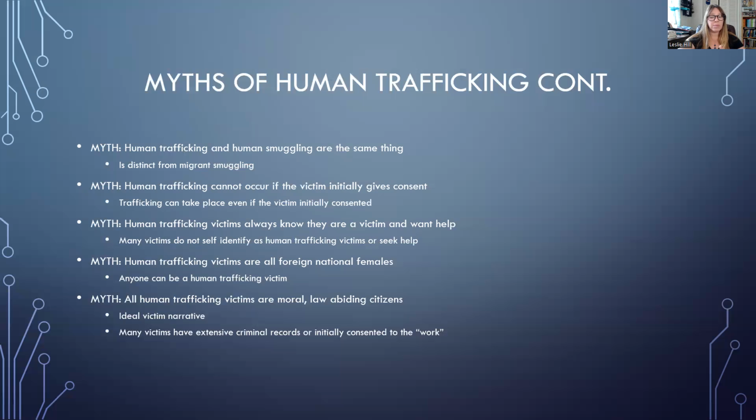All of this makes it seem like the victim is weak and naive and blameless, which reinforces this ideal victim narrative, which we know is not representative of most victims of human trafficking. Many victims of human trafficking have criminal records, are drug addicts, or are sex workers.